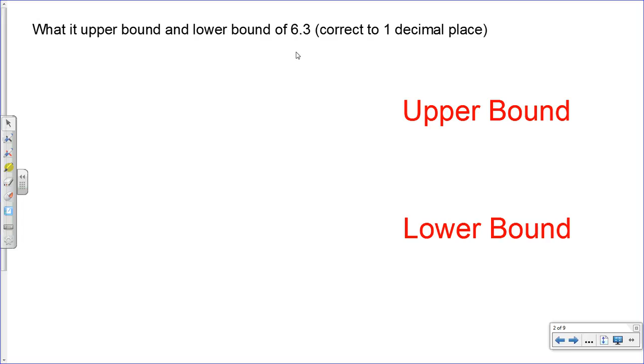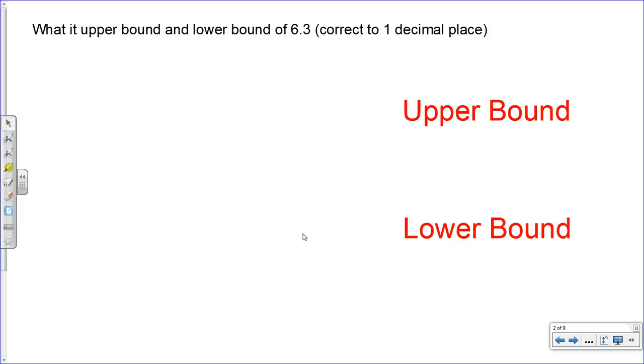So what is an upper and lower bound? Let's take the number 6.3. The upper and lower bound of 6.3 would constitute the highest number that would round to 6.3, the upper bound, and the lowest number that would round to 6.3.